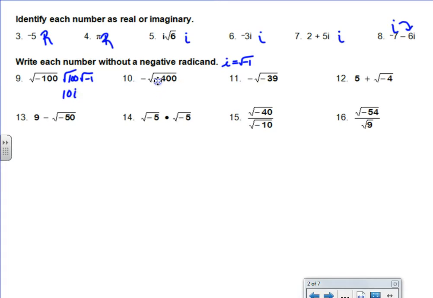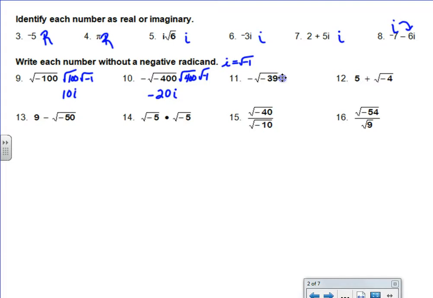Some people think of it as poking the eyes out of it. Now be careful on 10, there's a negative coefficient that is just going to come along for the ride. When I break down the square root of negative 400, I think of that as 20i, but since there's a negative coefficient, it's negative 20i is my final answer.